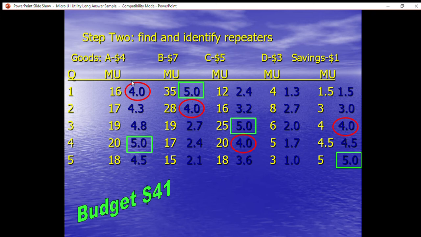So I look at the ones that are equal on a marginal utility per dollar basis, and I notice these red lines give me one set of choices, and the green lines give me another set of choices. So if I make either one of those baskets of purchases, I'm going to be equally happy. But then again, I want to use my entire budget.